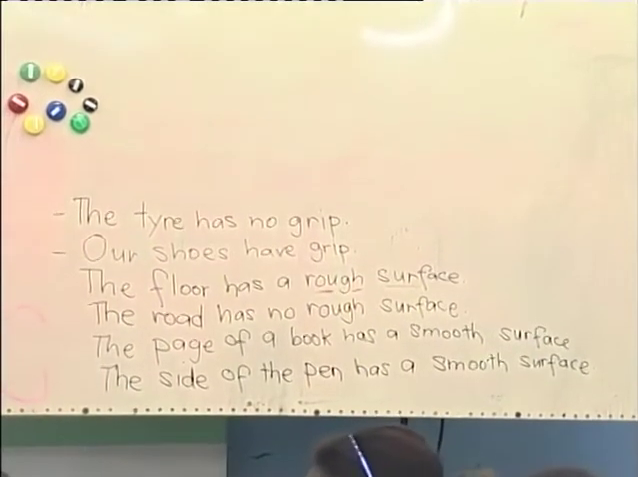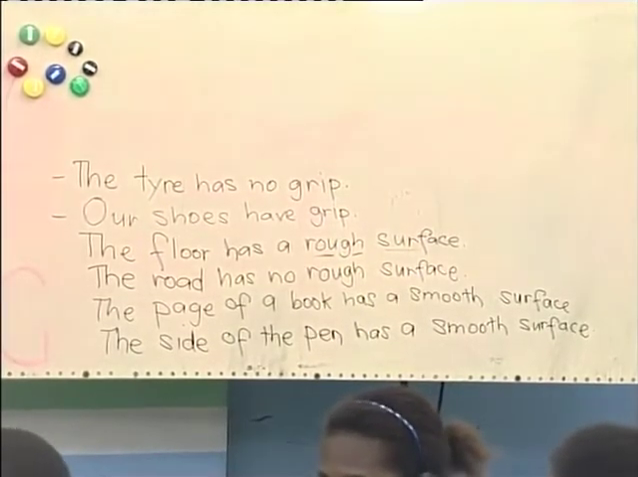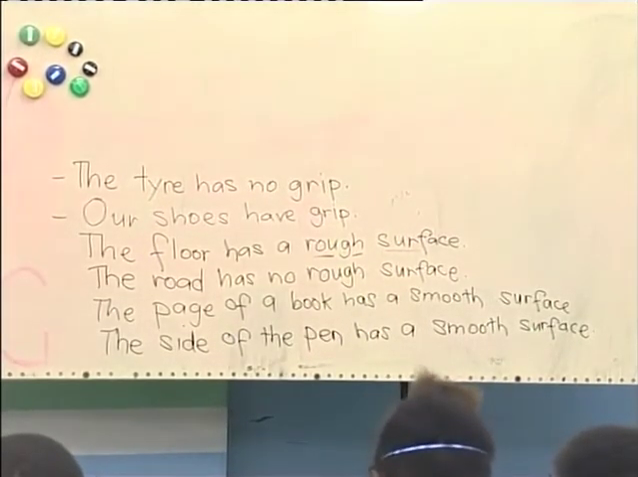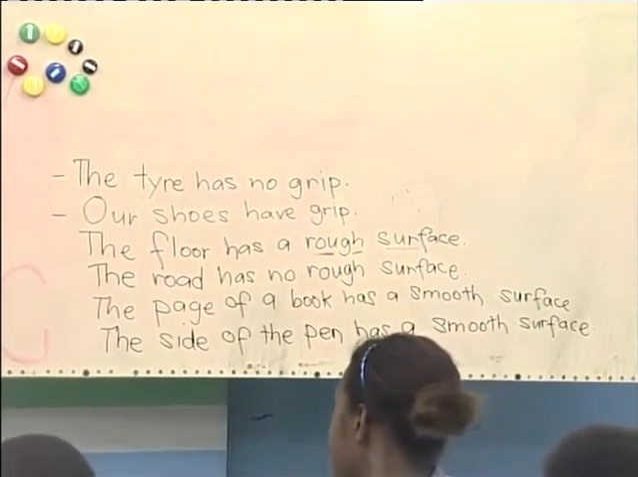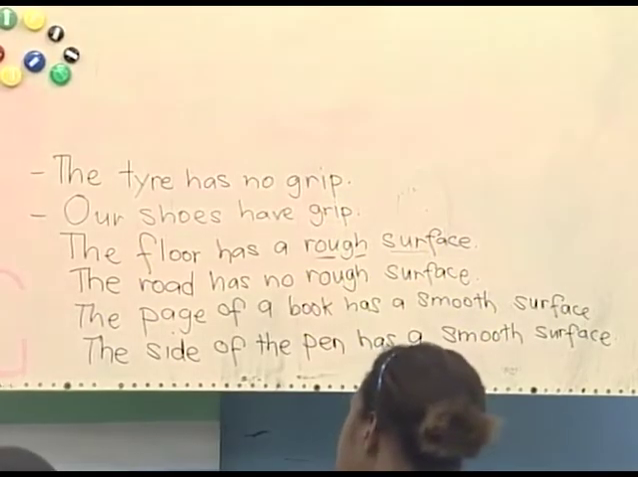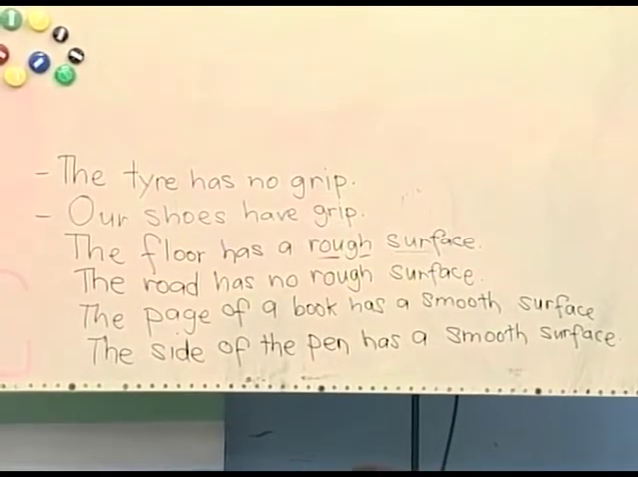Okay, this is what the model class have come up with. The tire has no grip. Our shoes have grip. The floor has a rough surface. The road has no rough surface. The page of a book has a smooth surface and the side of a pen has a smooth surface. Right.